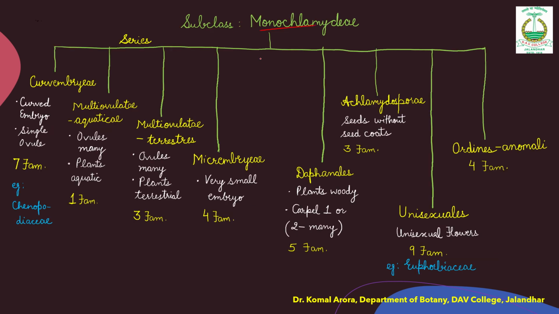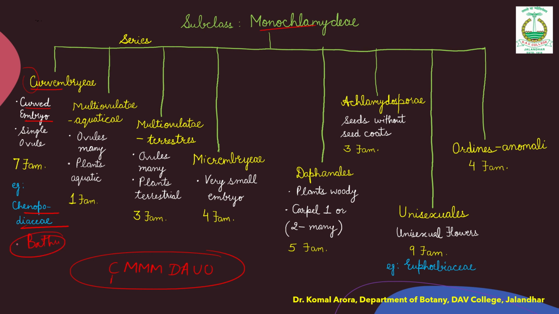Third subclass is Monochlamydeae. This is quite an elaborate class which was further divided into 8 series. You cannot change the order of these series, so you have to learn it like C, triple M, D, A, U, O. You can make any mnemonic for this in order to learn the arrangement or the order. So C stands for Curvembryeae. You can write just one character for each. Curvembryeae means curved embryo.